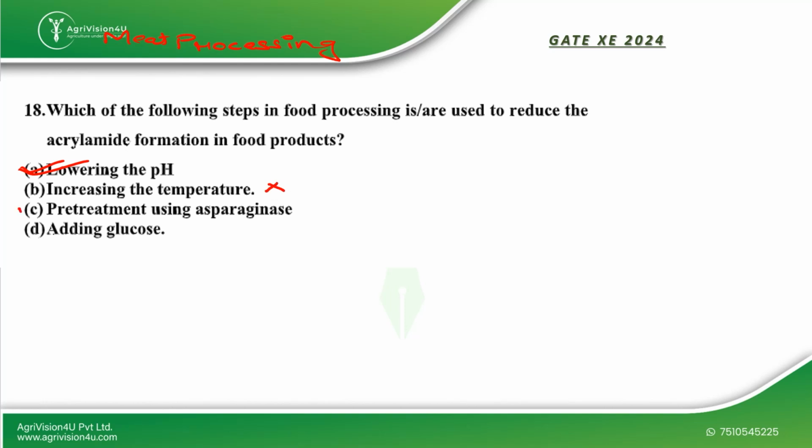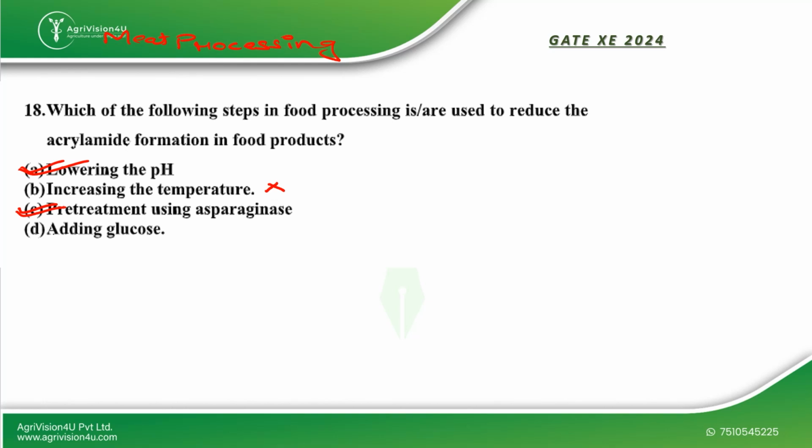So this is correct. Why? Because asparaginase is an enzyme that converts asparagine, which is a precursor of acrylamide, into aspartic acid, which cannot form acrylamide. Because of this, acrylamide formation will not take place, and hence it reduces its formation in food products. Last one, that is adding glucose.